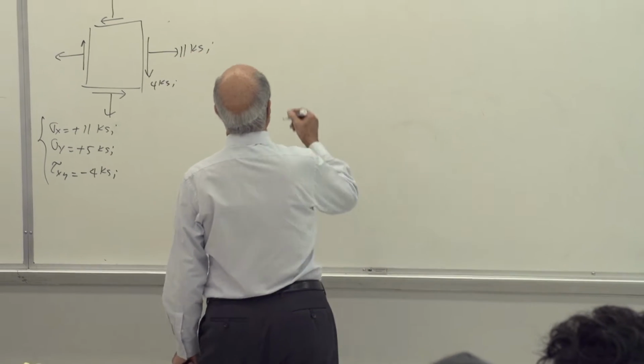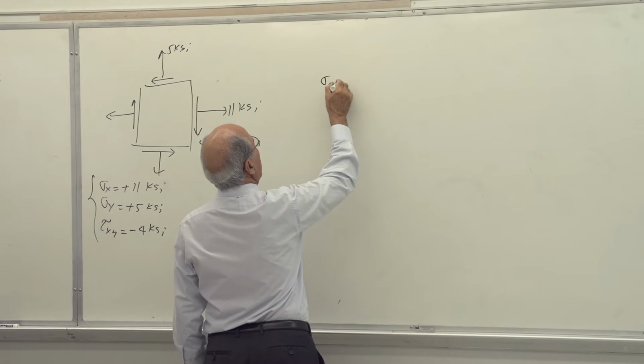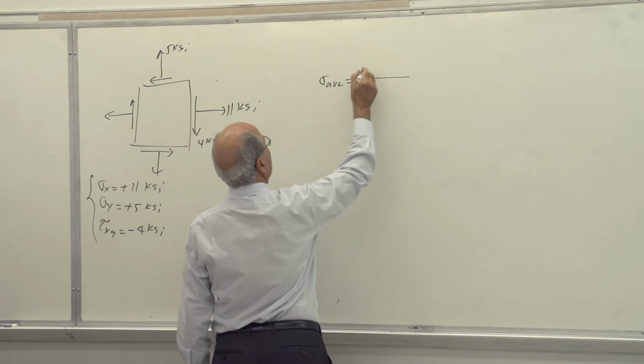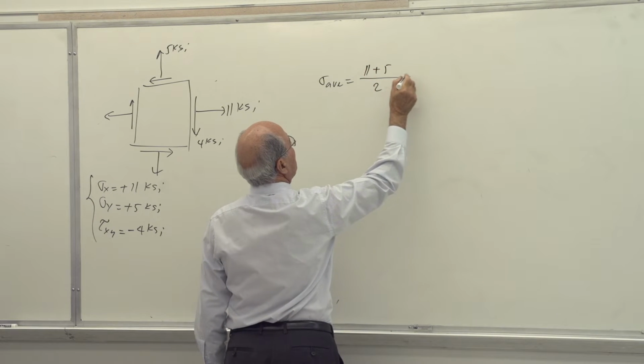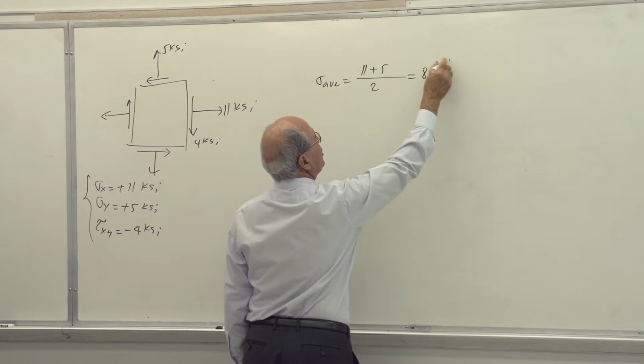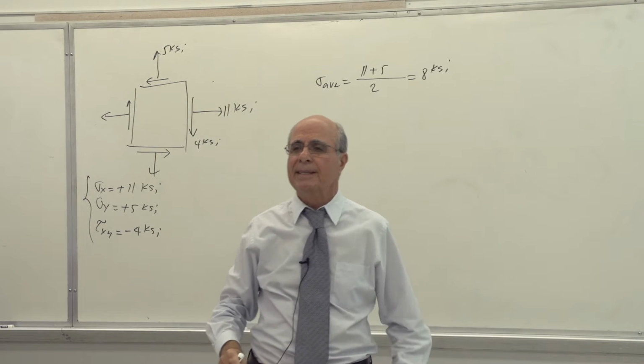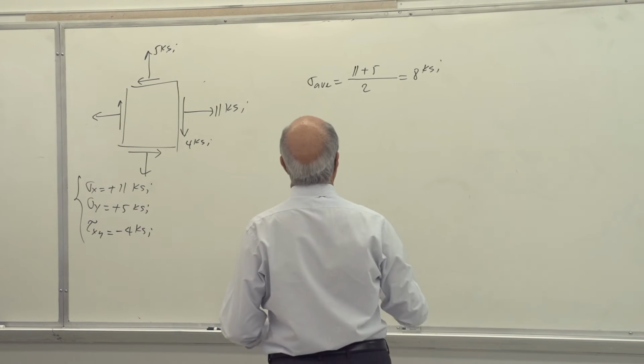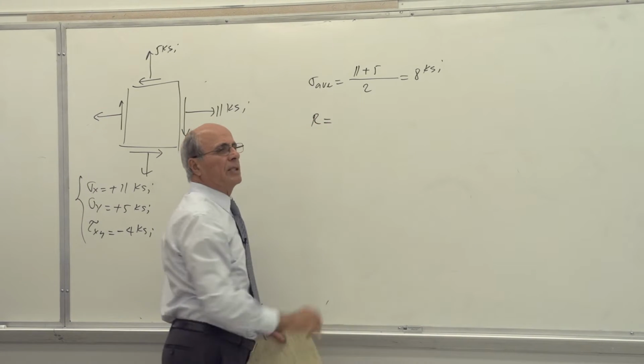So therefore, here we go. You need the sigma average, absolutely. What's your sigma average? Looking at these numbers, it is 11 plus 5 divided by 2, so it is 8 ksi. So the center of the circle is at 8, whatever scale you are choosing, 8 ksi. And then you need, of course, the R. Is that correct or not?